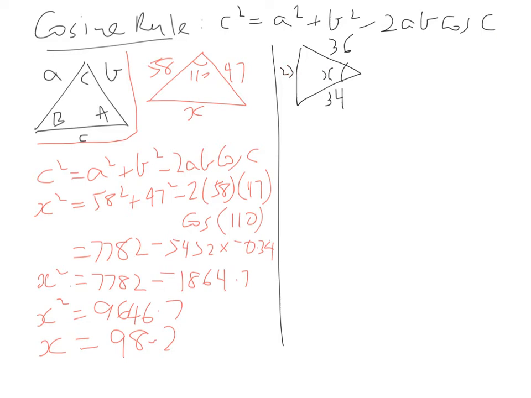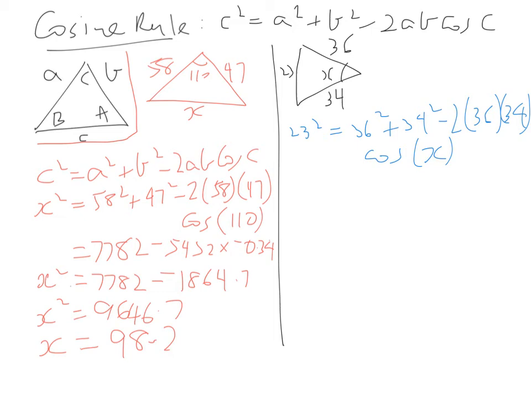So what we're going to do is say 23 squared equals 36 squared plus 34 squared minus 2 times 36 times 34 times cos of x. So now we're going to work all that stuff out.